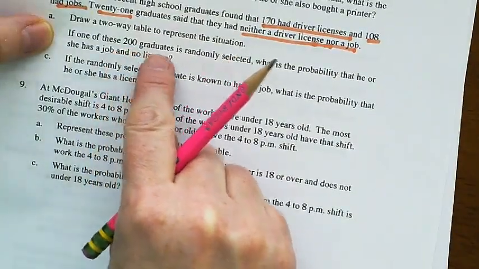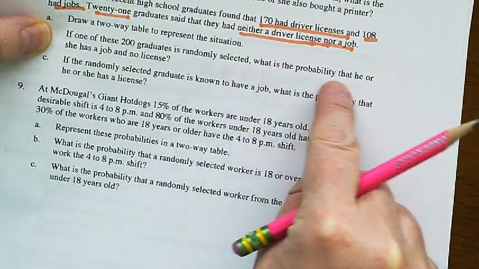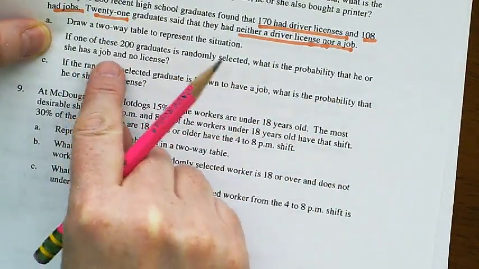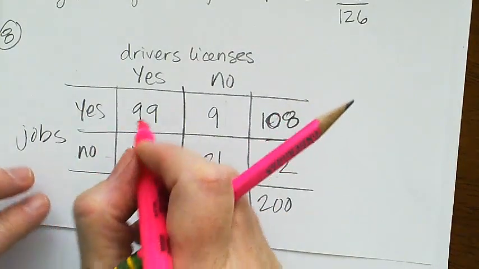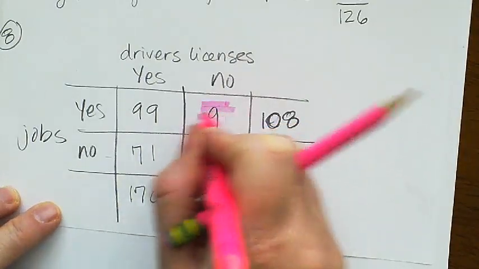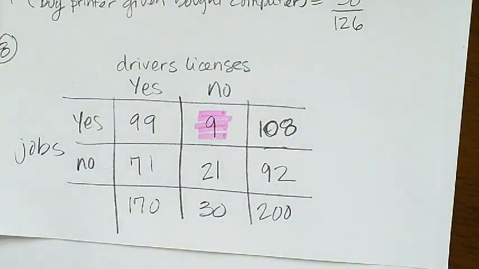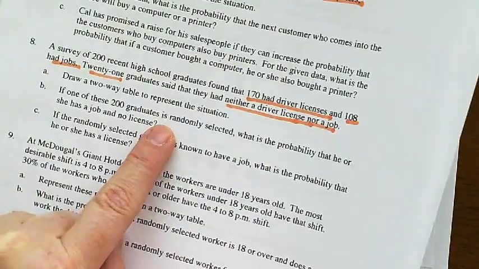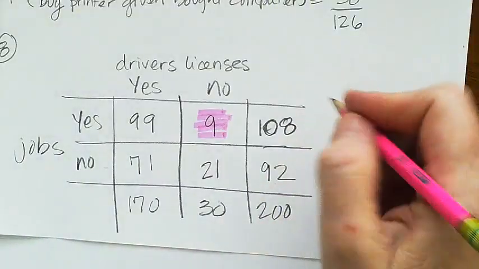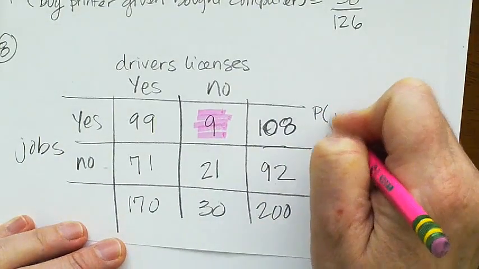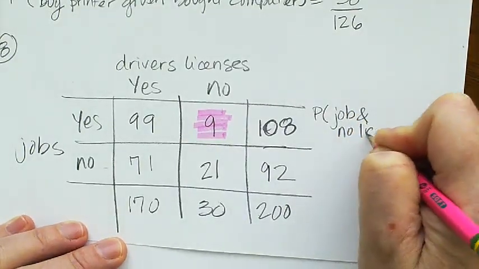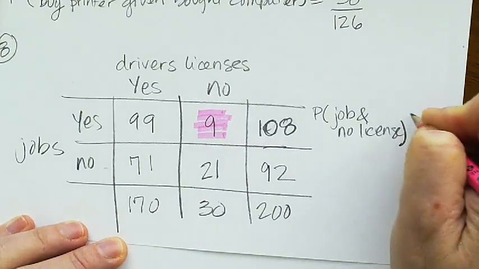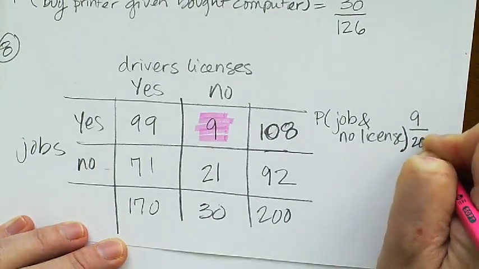If one of these 200 graduates is randomly selected, what's the probability that he or she has a job and no license? So job and no license. Now they said if one of the 200 is selected, so that's going to be probability of job and no license. 9 out of 200.